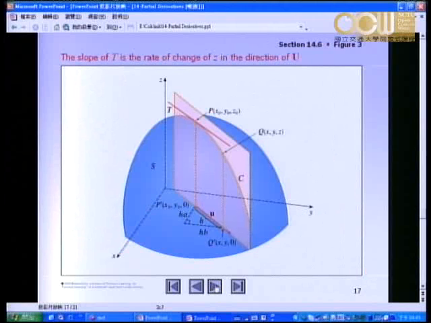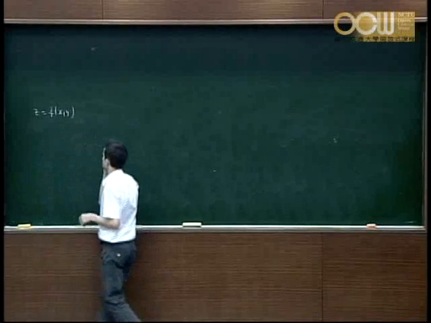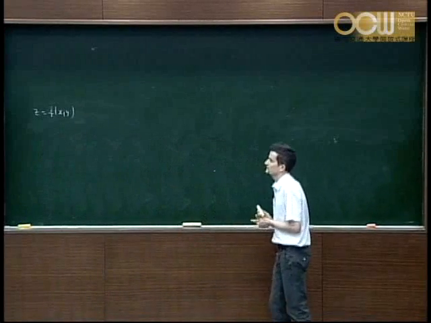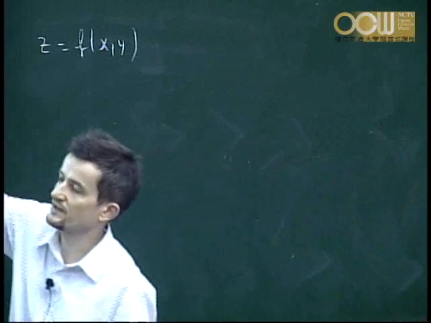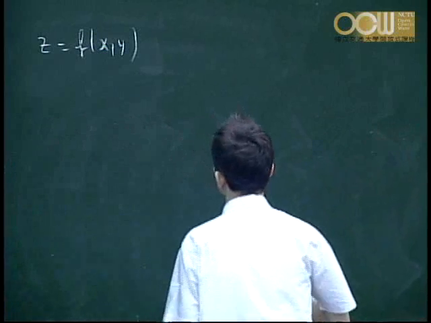Okay, so what we want to do is generalize the definition of the partial derivatives. We assume we have a given function of two variables, x and y. Then what we do now is fix a direction, given by this vector u here. So u is a unit vector.